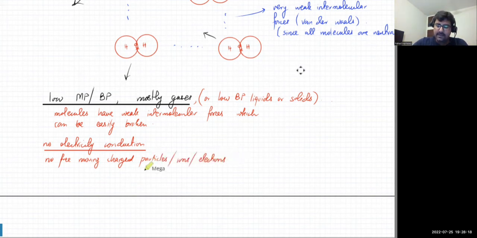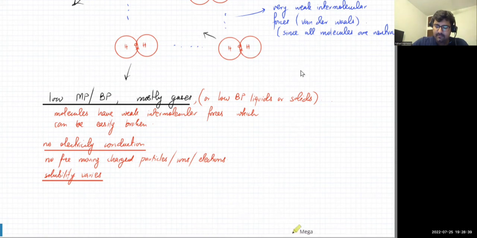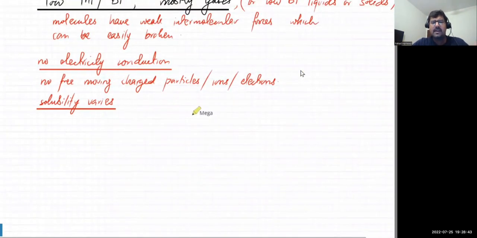So that's one main thing, and then there's another one, which is that solubility varies. Some are soluble and some are not soluble. There are multiple reasons for that, but most of the reasons are not important at the moment. Solubility varies a lot. All you have to do is know which ones are soluble.